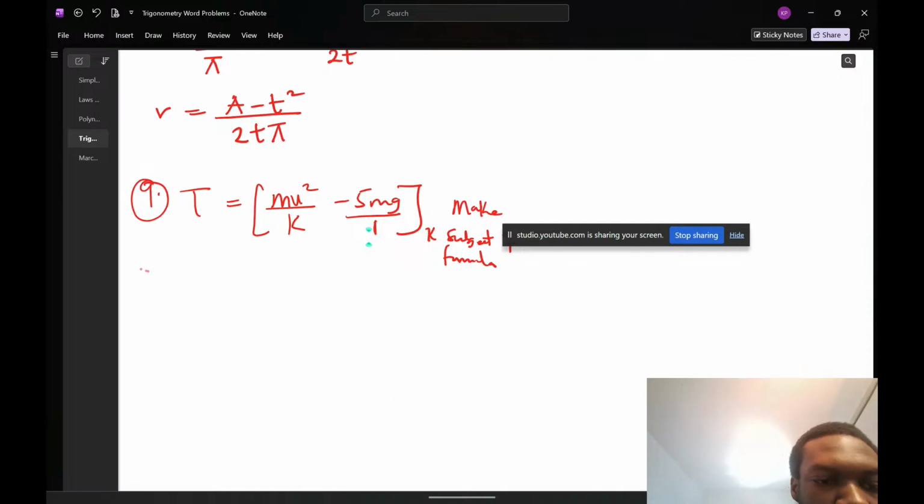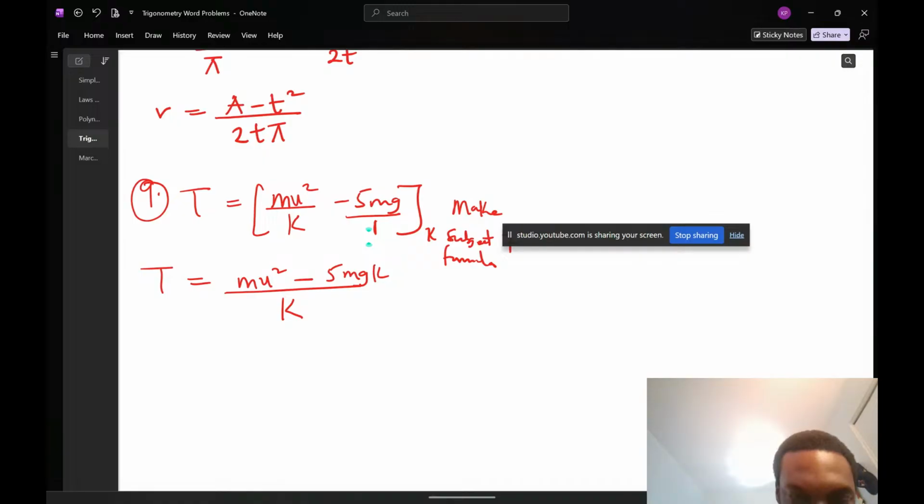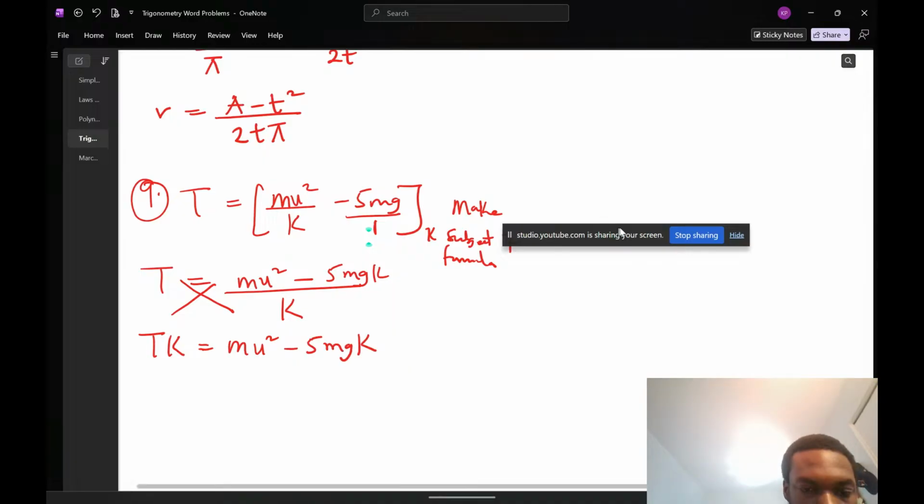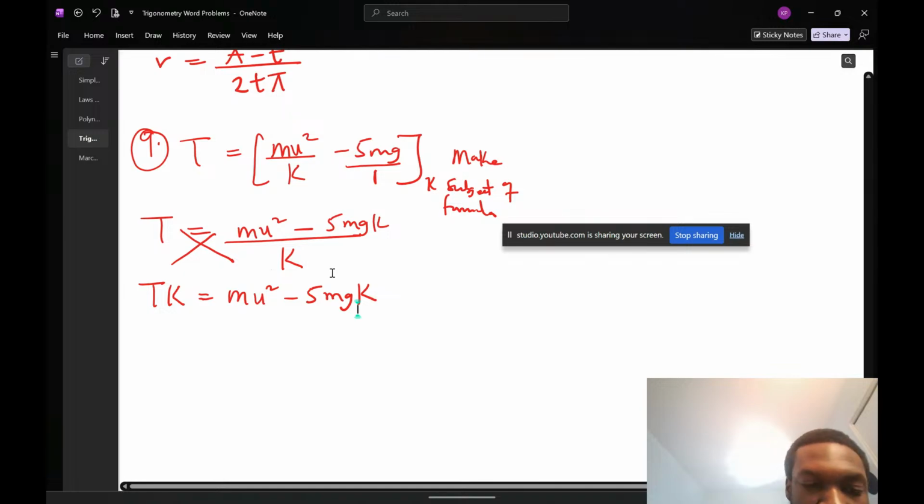So that will be t is equal to k over, now k divided by k is 1. 1 times mu squared is mu squared, minus k divided by 1 is k. k times 5mg is 5mgk. Now that we've done it to this extent, let's cross multiply. So tk is equal to mu squared minus 5mgk.